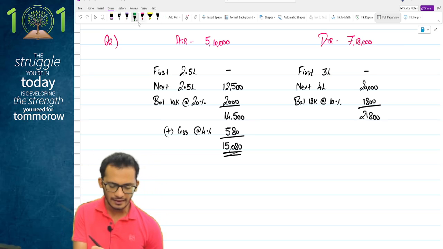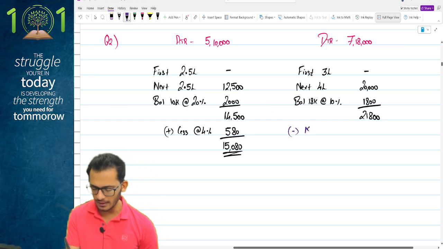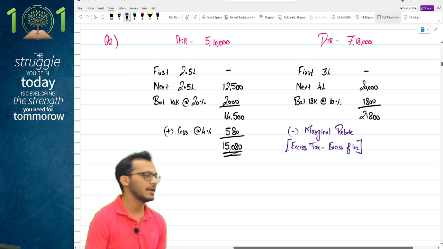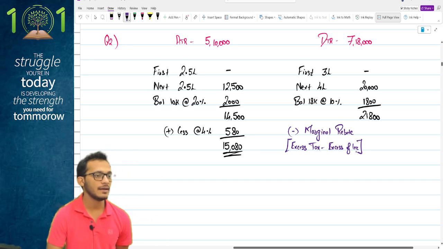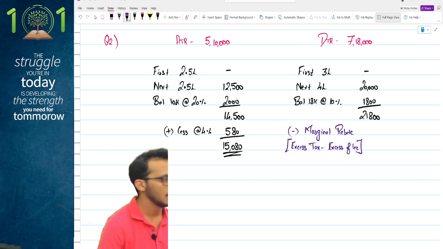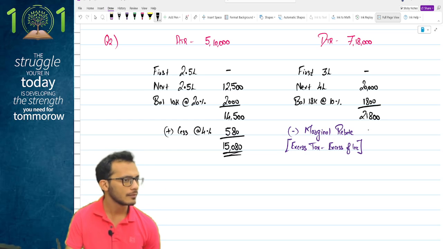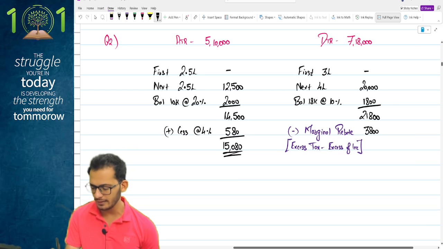So I will say less marginal rebate. How do you get less marginal rebate, Rahul? It is excess of tax minus excess of income. My excess of tax is 21,800. My excess of income is 18,000. Therefore, the differential becomes 3,800.